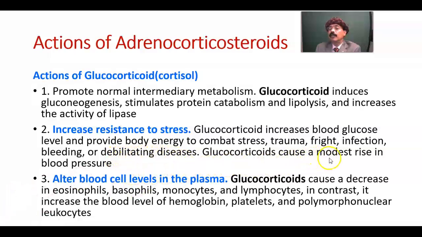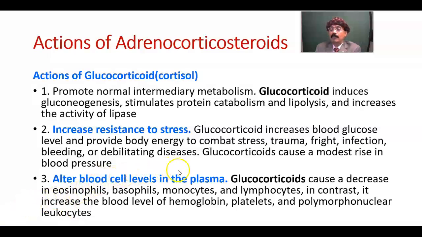Glucocorticoid causes a modest rise in blood pressure. That is due to vasoconstriction. Mineralocorticoid maintains blood volume. The glucocorticoid increases the peripheral resistance. That's why, both ways, we have increased blood pressure.